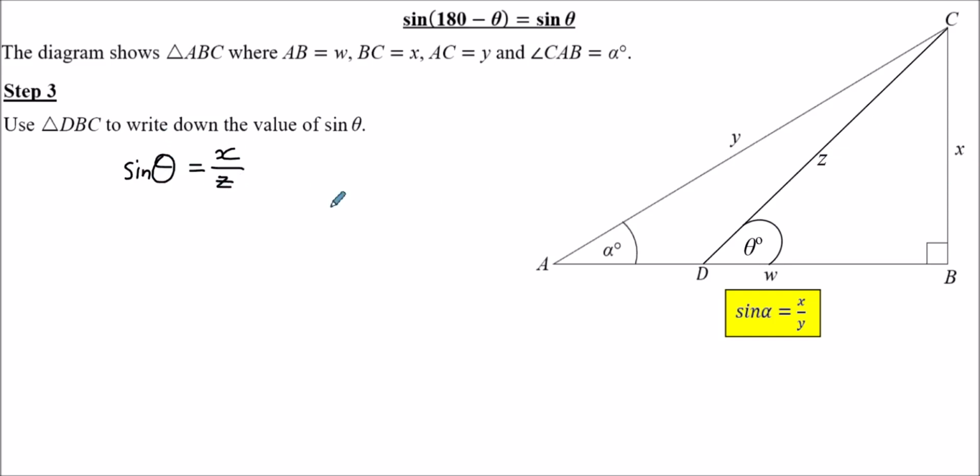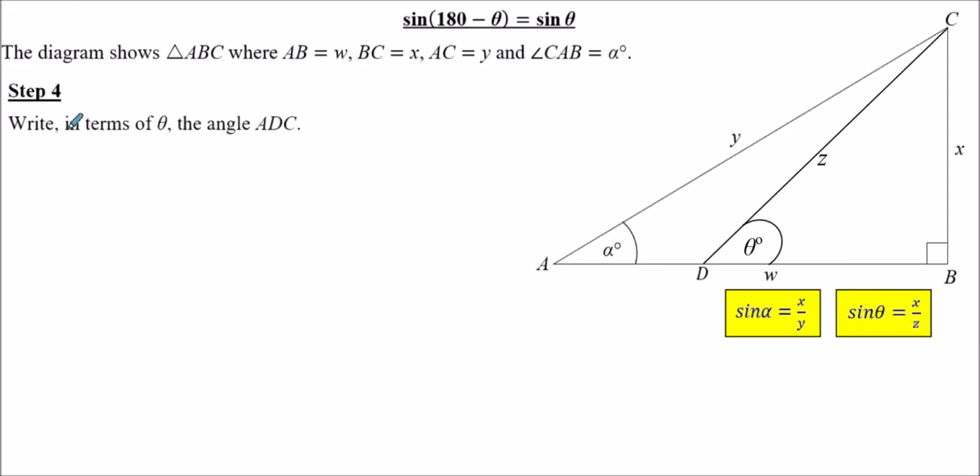So I'm just going to write this down over here next to what sine alpha was. And we're going to return to this later on. But for now, let's think about step 4. So step 4, write in terms of theta the angle ADC. So ADC is this one here.